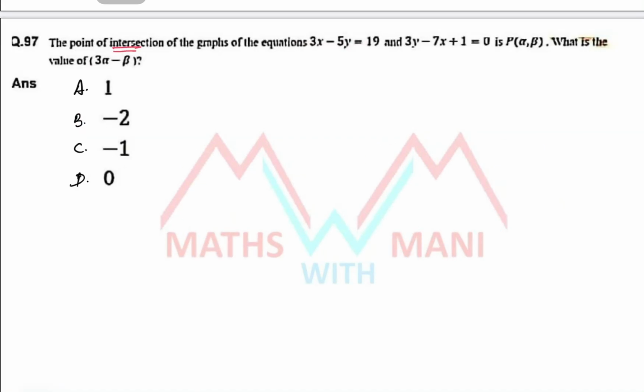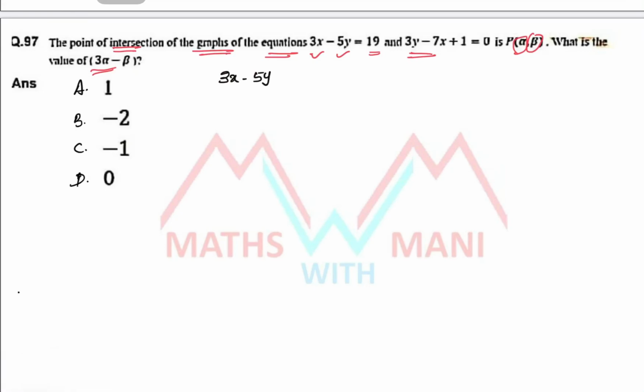The point of intersection of the graphs of the equations 3x minus 5y equal to 19 and 3y minus 7x plus 1 is equal to 0 is P(alpha, beta). So alpha, beta are the coordinates of the point of intersection. What is the value of 3 alpha minus beta? Here, what are the equations?